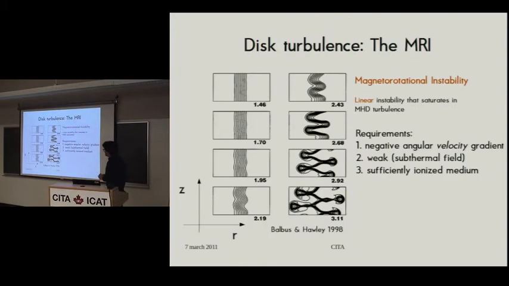The main thinking that kicked MHD turbulence forward as a candidate about 20 years ago is the discovery of the magnetorotational instability, which has three requirements. That is, first, a negative angular velocity gradient rather than a negative angular momentum gradient, a weak, that is subthermal field, and a sufficiently ionized medium. The first two are easily met by astrophysical accretion disks. The third one is not in some disks, but is in others.